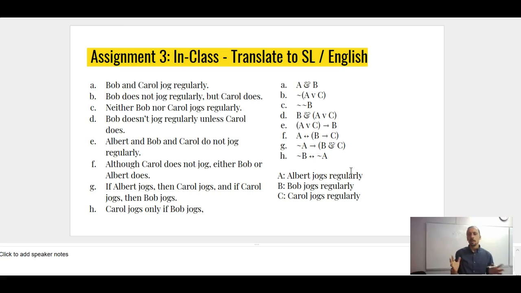Okay. Bob and Carol jog regularly. Have you done them all? Awesome. Bob does not jog regularly, but Carol does. So it is not B, right? It is not the case that Bob jogs regularly, but Carol does. But, of course, is an and, so not B and C.